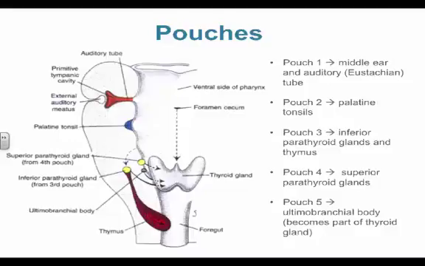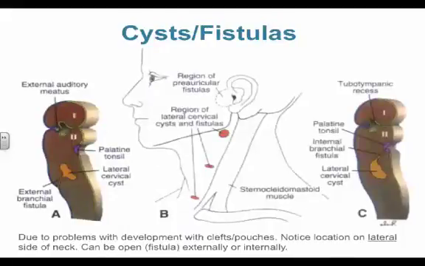Let's just repeat. So pouch 1, the middle ear and eustachian tube. Pouch 2, tonsils. 3 and 4, parathyroid glands. The thymus. Pouch 4, superior parathyroid glands. And really 5 disappears, but basically part of the thyroid gland.